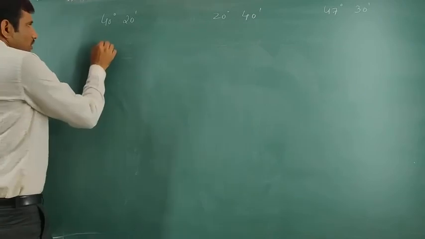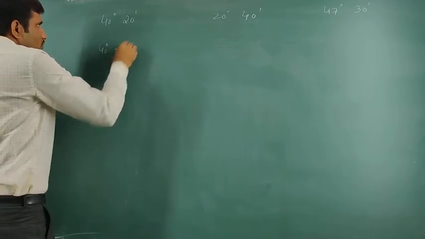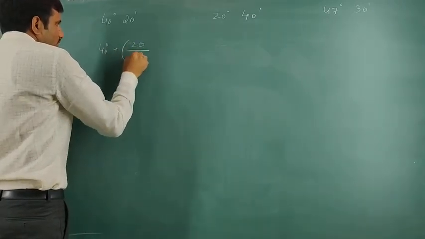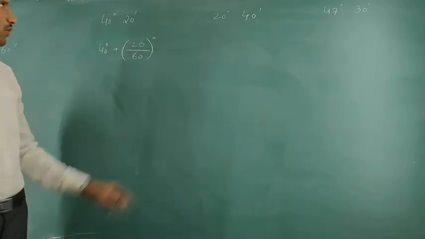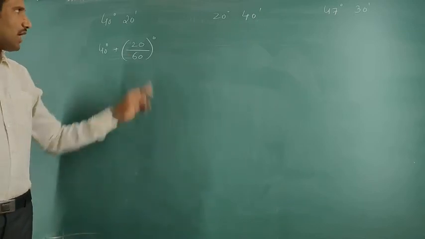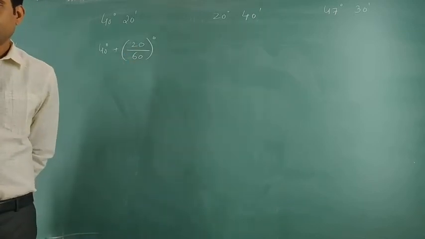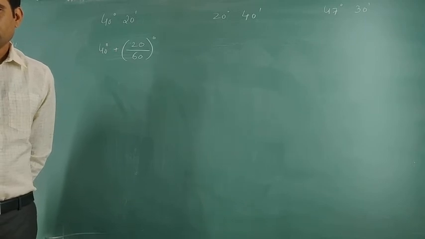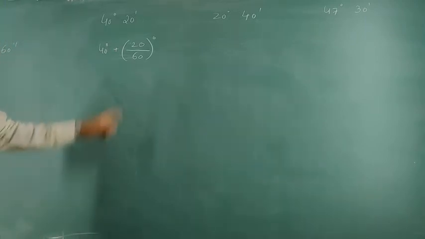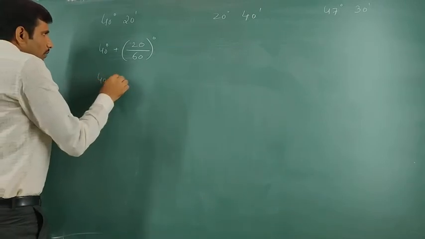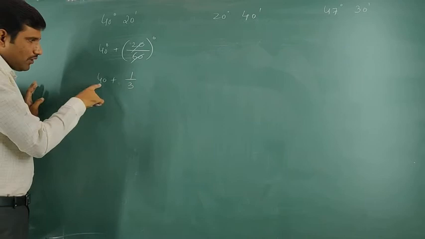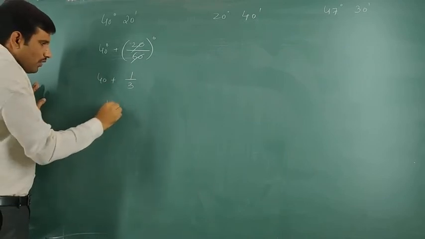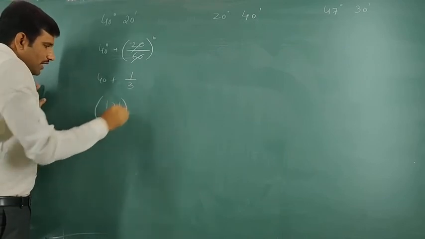See here. Now this is 40 degree plus 20 minutes. If you divide it by 60, that value will be converted into degrees, right? Yesterday I already told you how to convert minutes into degrees. You should divide that value by 60. Now 40 plus 1 by 3, that is, 3 into 40 is 120, plus 1, 121 by 3 degrees, right?